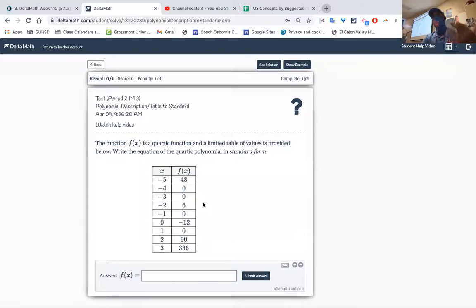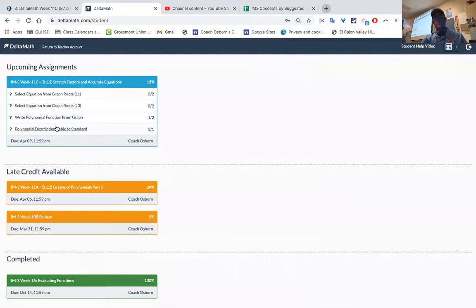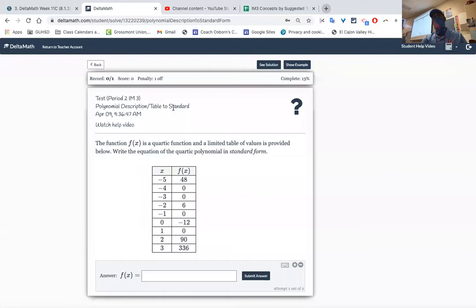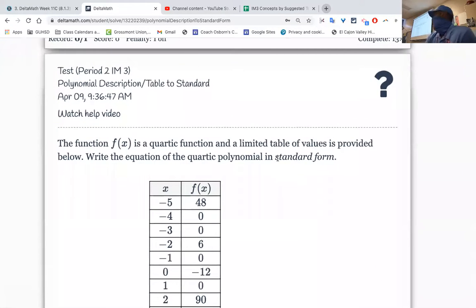So again, trying to figure out a function. And again, we're working on that last assignment here in 11C, polynomial description and table to standard. Now, we have to put it in standard form, which is why I'm only having you guys do this once, because putting in standard form usually takes a little bit longer than just setting up the factors, okay?